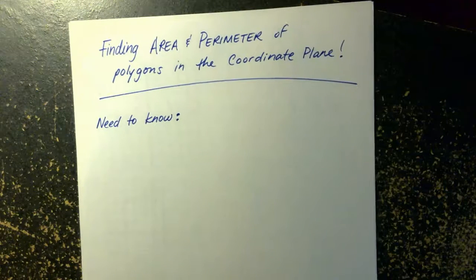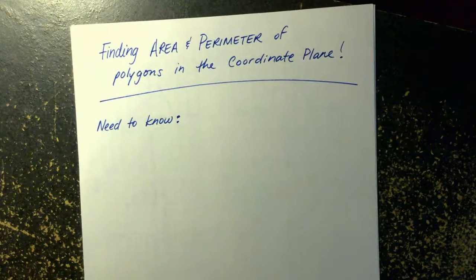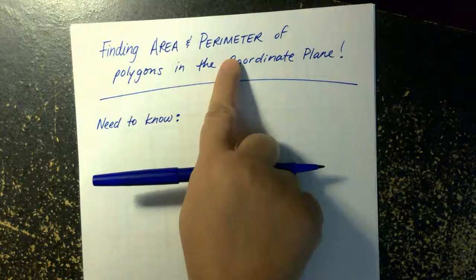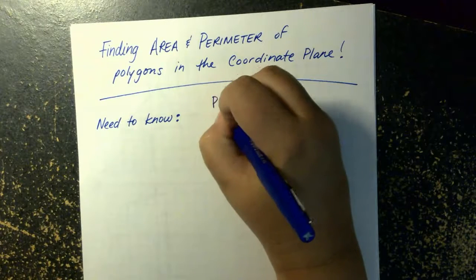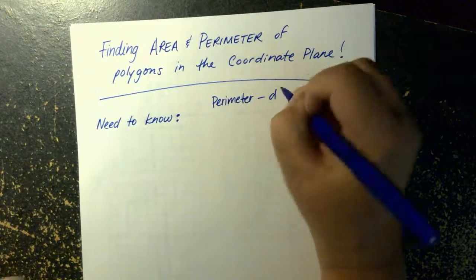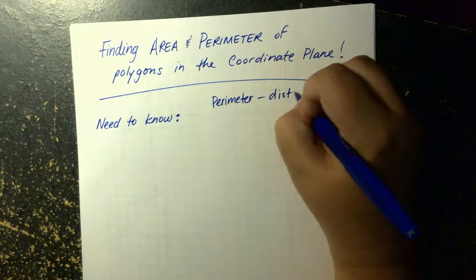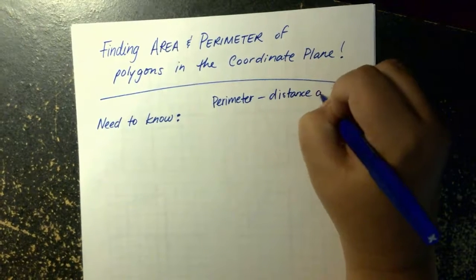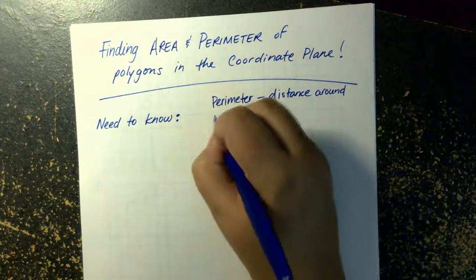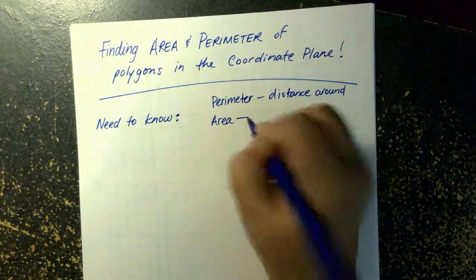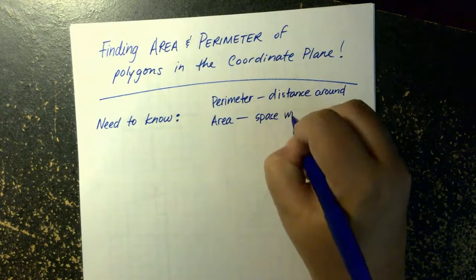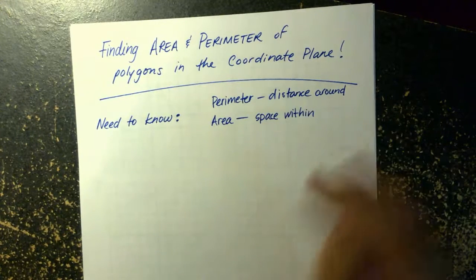First, let's talk about what I need to know in order to do this. Well, the very basics are that I need to know what area and perimeter are. Usually we talk about perimeter first, meaning perimeter is basically the distance around something, and I'm being very generic in my definition here. And area, very casually, is the space within, the space inside of a figure.